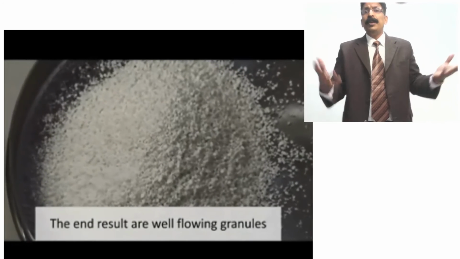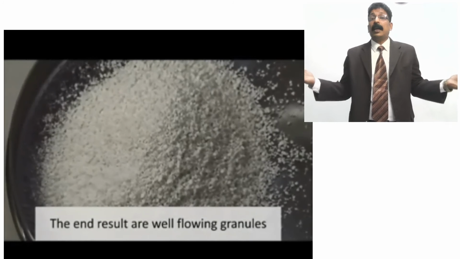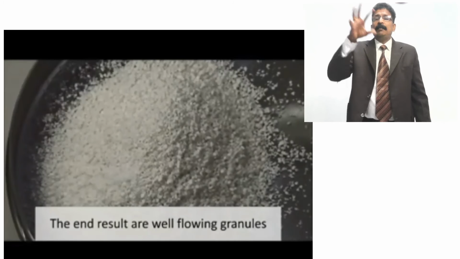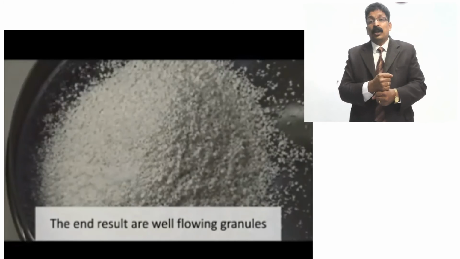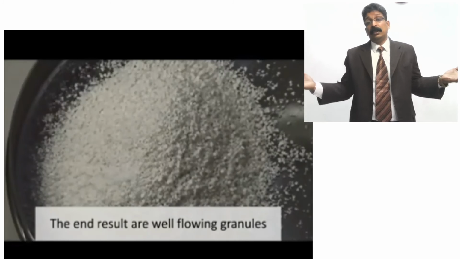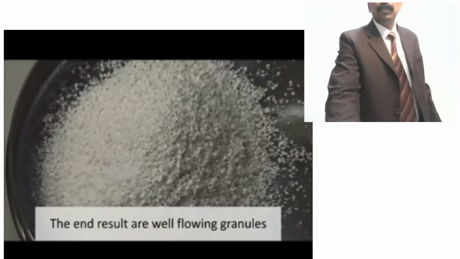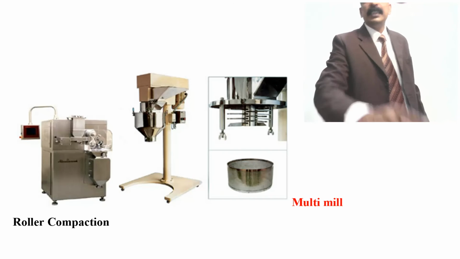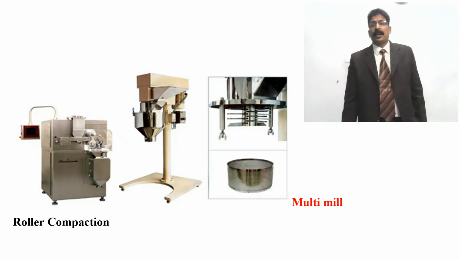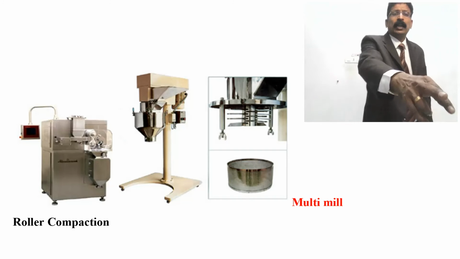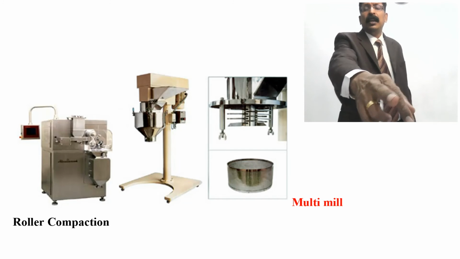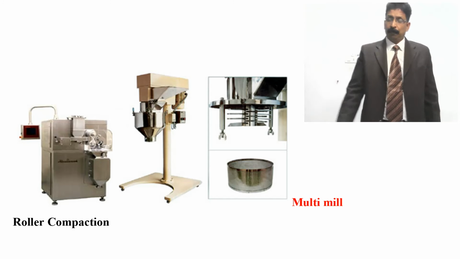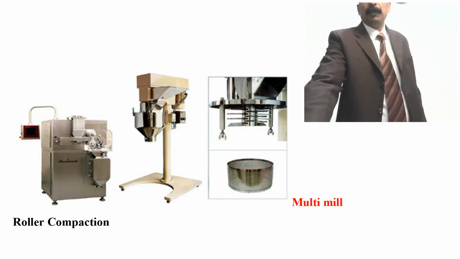How is it prepared? They did not add water or any solvent system; only by means of roller compaction, and then the compacts are crushed into smaller granules. This video shows the machines commonly used for the dry granulation method. The first one is the roller compactor, and this is the multi-mill. The multi-mill crushes the compacts into smaller granules, and then you can go for compression. This is just to show you some of the machinery.